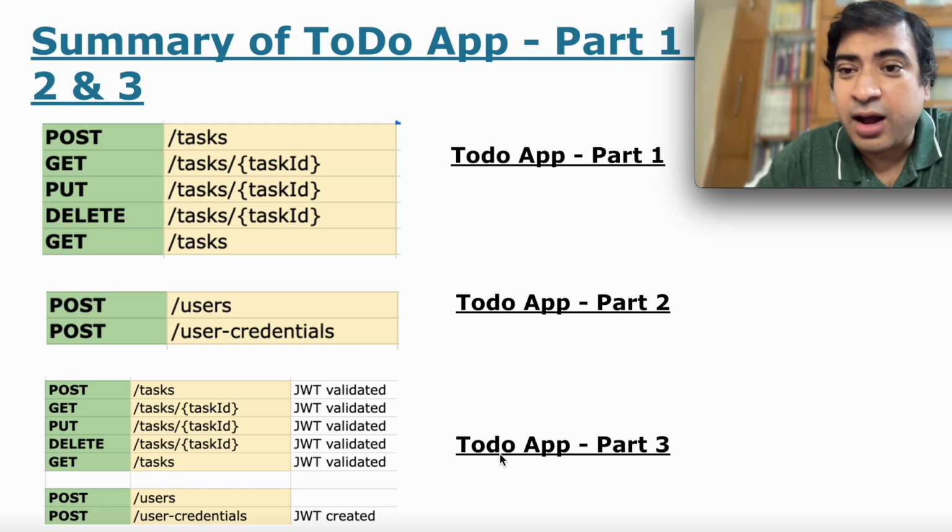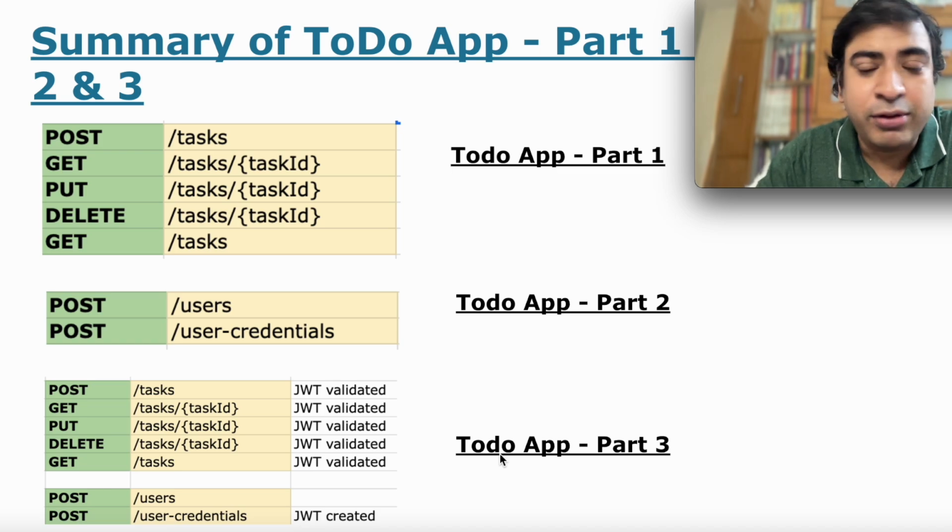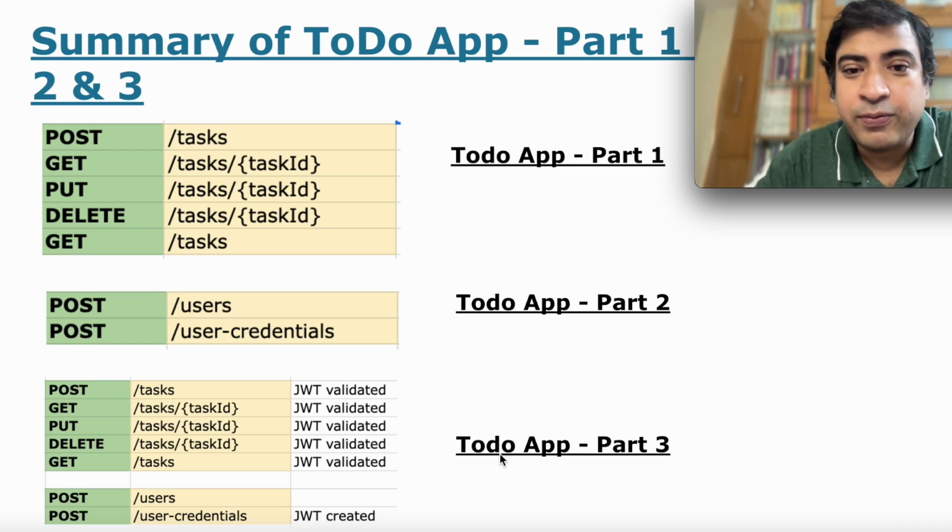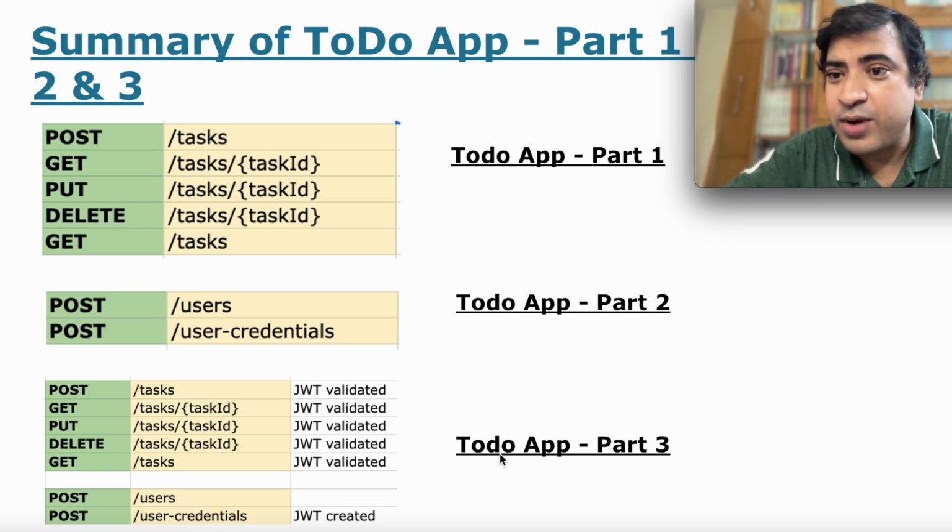And then we saw that there was a JWT interceptor, which actually intercepted all tasks related endpoints and validated the JWT. And if the JWT was valid, then only it delegated the call to the task endpoint, else it threw back an HTTP forbidden response. So that is a summary of what we have done in part 1, 2, and 3, and there are the videos for 1, 2, and 3 respectively, and please go through them if you have not gone through them.